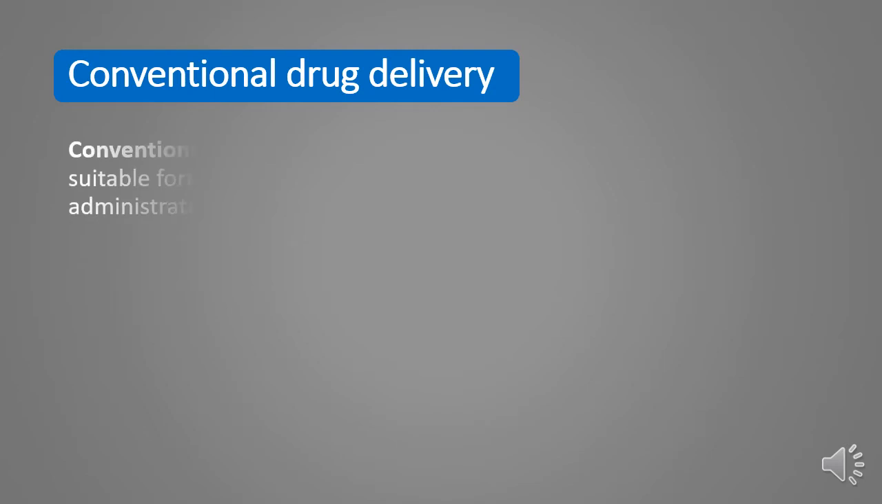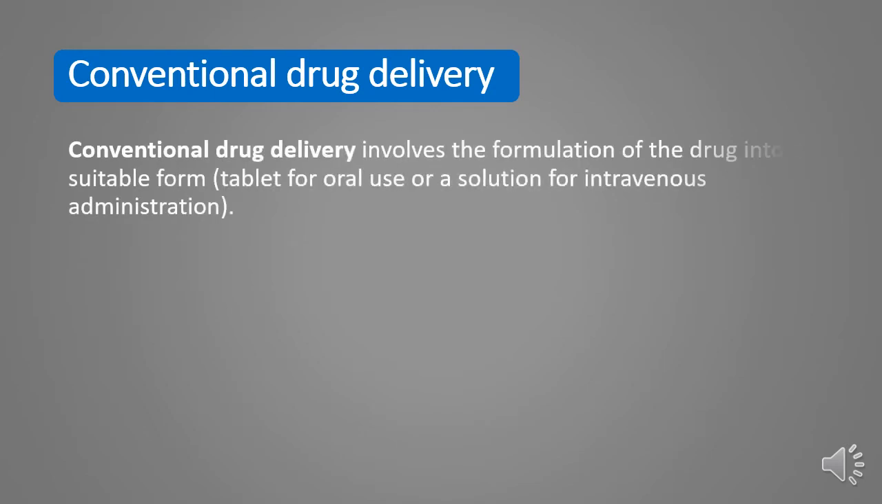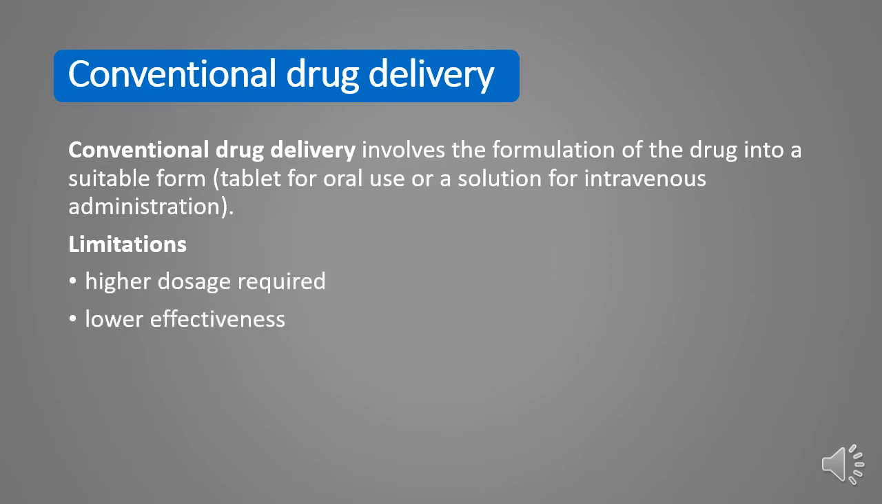Conventional drug delivery systems include the formulation of the drug into a suitable form. For example, a tablet or a capsule for oral use or an intravenous injection. But it has certain limitations which include higher dosage requirement, low effectiveness, and more toxicity and side effects.